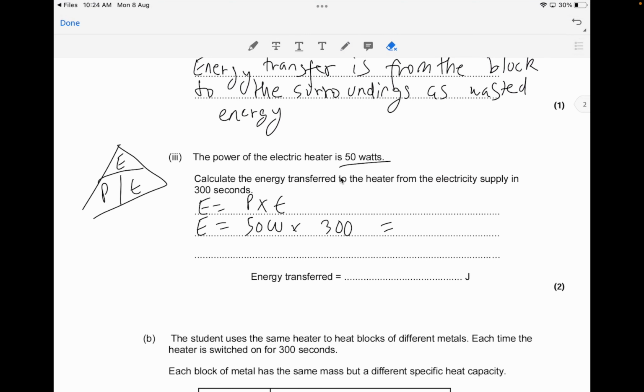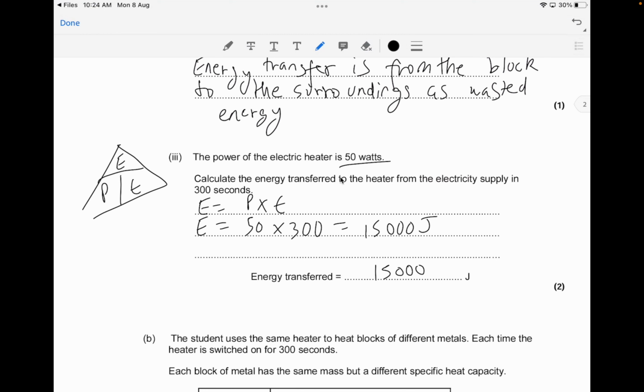By the way, I'm going to cut down the values. We're going to have 50 times 300, so it's much easier for you guys to understand. You have 15,000 joules. Now this is going to be your answer for this type of question for 2 marks. You've got to show your workings, really critical here. In this case, you have 15,000 joules.